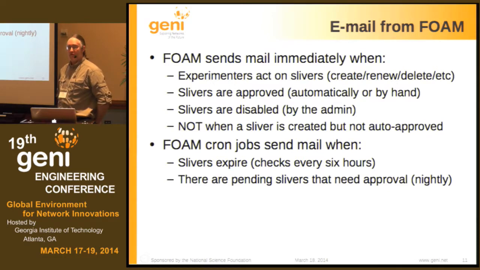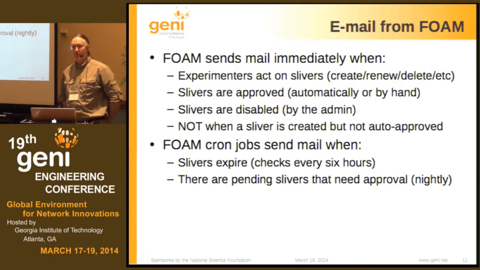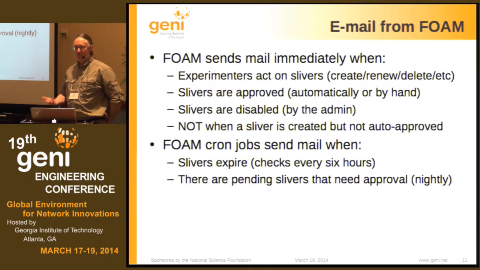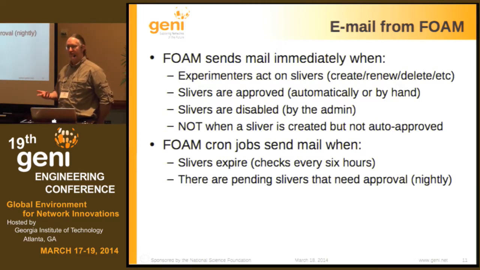So, email from Foam. Foam always sends mail right away when experimenters act on slivers. They create and delete and renew and otherwise manipulate their slivers, both to you, the admin, and also email to the experimenter. It sends email when slivers get approved, and it sends mail when slivers get disabled by the admin, a thing you can do. The disabling is useful if someone's doing something weird or bad or otherwise hinky: you can disable the sliver in Foam, which will take it out of the Flowvisor without deleting the entire thing. And so if you then want to put it back later, you can do that without having to have them recreate the entire thing. It does not send mail when a sliver is created but not auto-approved, except for that nightly cron job.